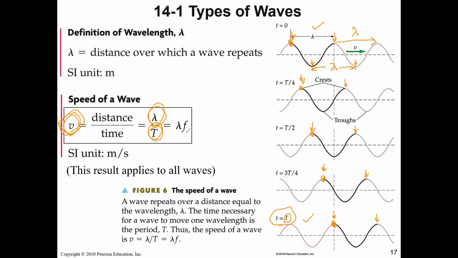And we can further define this quantity called f, which is frequency. Frequency is basically the inverse of period. If we define the frequency as 1 over T, then lambda over T is basically lambda times f. So you can find the speed of a wave by multiplying the wavelength and frequency. This is a very important equation.